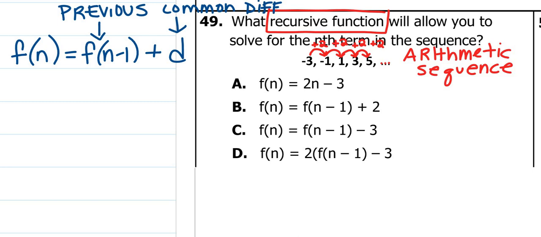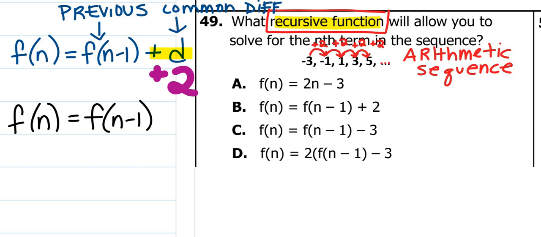So in this example, the only thing that we're going to have to plug in for is that common difference. That's all you ever have to plug in for if you're asked for a recursive function for an arithmetic sequence, something where there's just something being added each and every time. So our plus D is our positive 2. So we're looking for something that says f of n equals f of n minus 1, plus 2, which, in this list of numbers, is choice B.